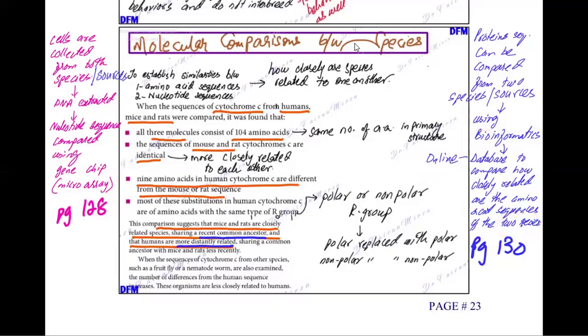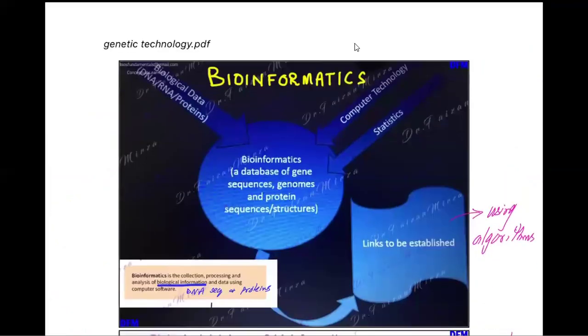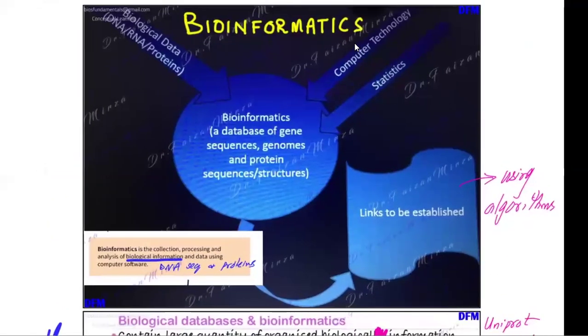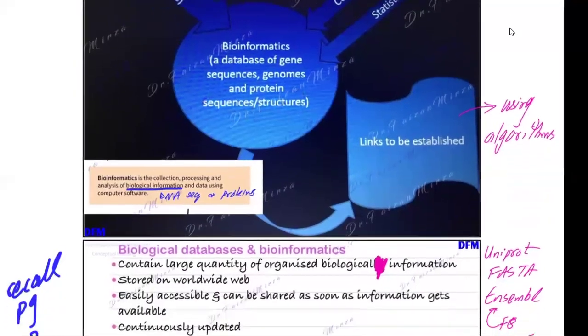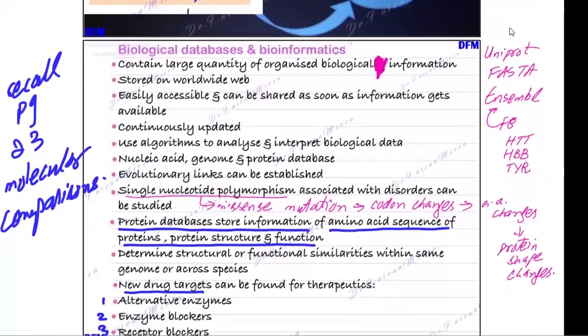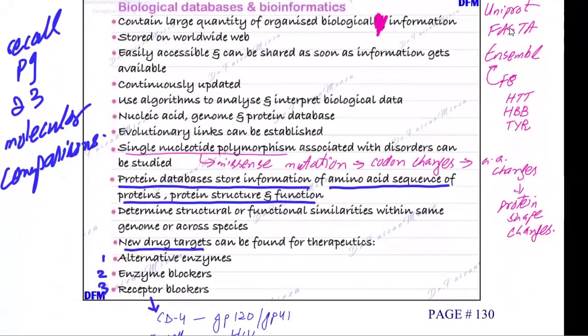So what exactly is bioinformatics? It is a database of gene sequences, genomes, and protein sequences. When we are discussing protein sequences, it means the amino acid sequences, the primary structures of proteins, and the 3D structure of the proteins as well. So the biological data is there, and using computer technology and statistics, we try to establish some links and we run some algorithms.